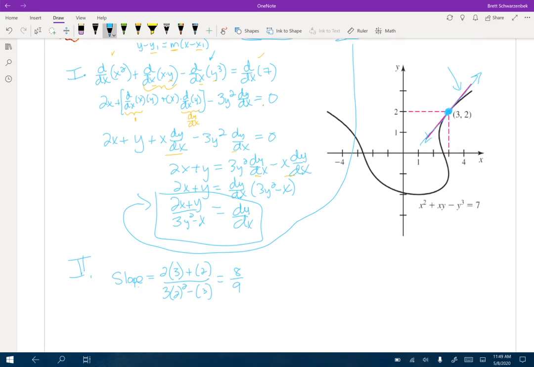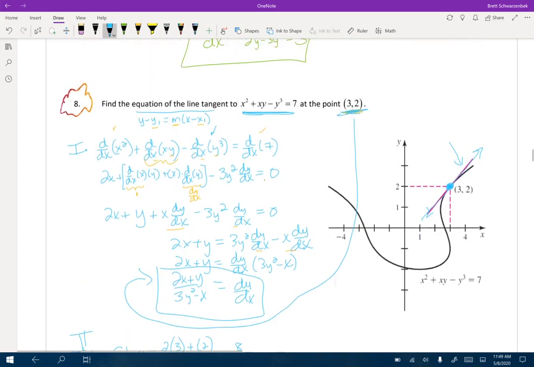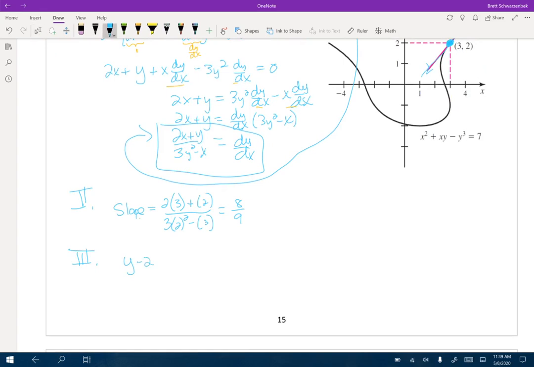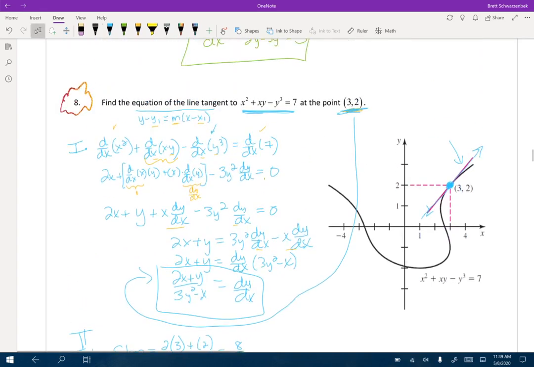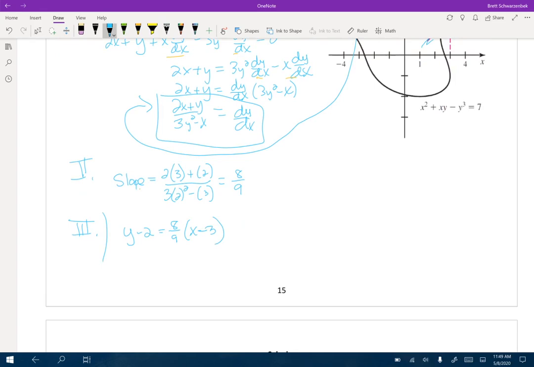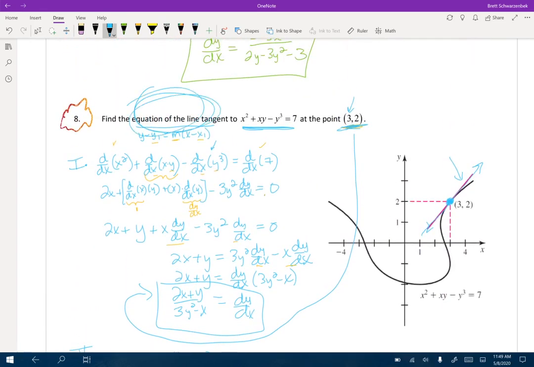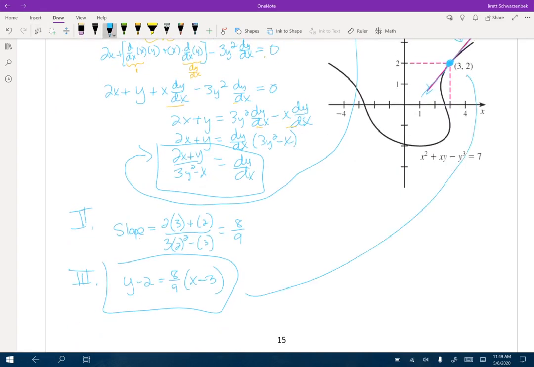Which means the slope of this line is positive 8/9. So the only thing left to do is to find the equation of that line, which is going to be y minus, our y coordinate is 2, equals our slope 8/9, times x minus our x coordinate, which is 3. So this, remember, you're allowed to leave it this way. This is the actual answer to the entire problem. That is the equation of that line right there, the equation of the tangent line to our graph of this implicitly defined equation.